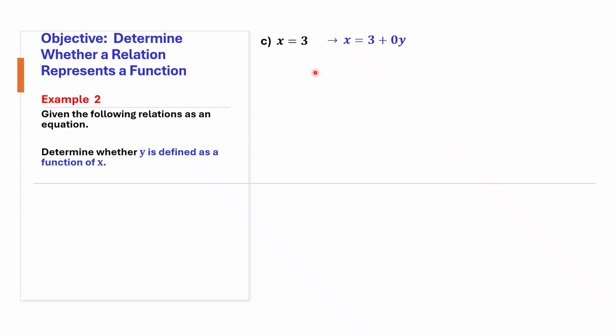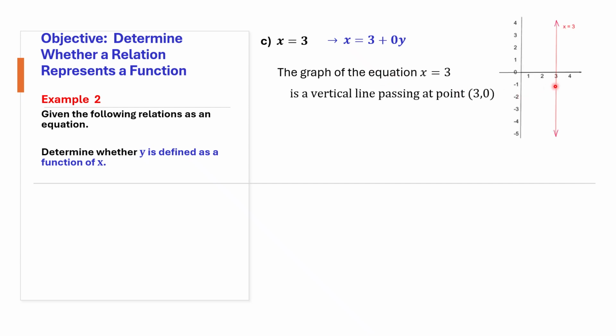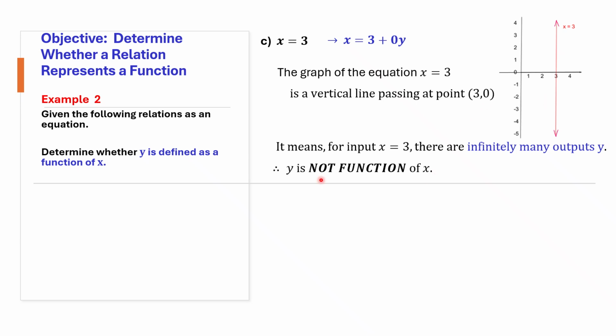Or we can describe this geometrically, since we know that the graph of the equation x equal to 3 is a vertical line passing at (3, 0). So we can see here that when the input is 3, there are infinitely many outputs. If you look at this graph, when x is 3, y can be 1, can be 2, can be 3, or 3.5, or 1.1, or -1, -2, so it can be infinitely many. Since there are infinitely many outputs, we can say that y is not a function of x.